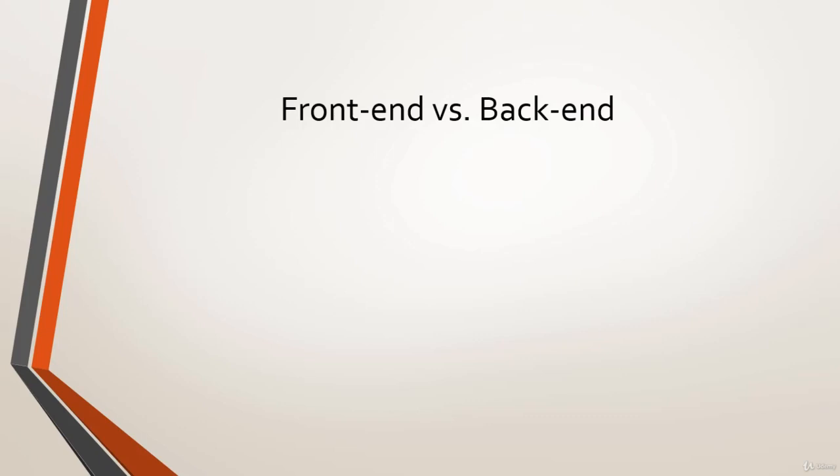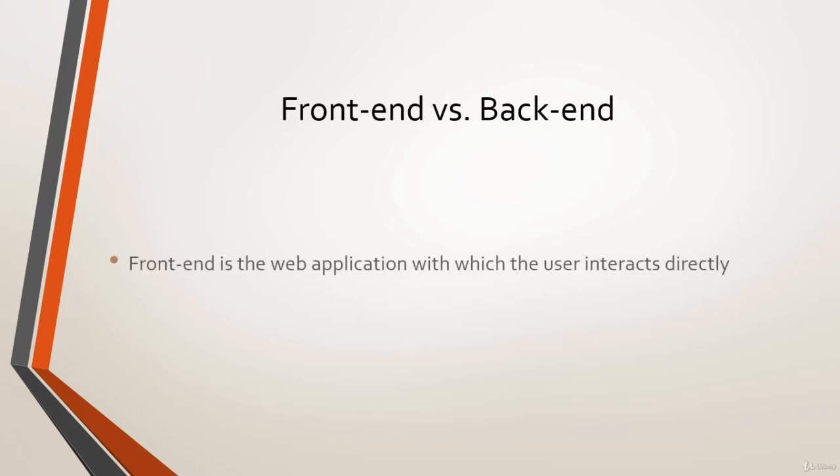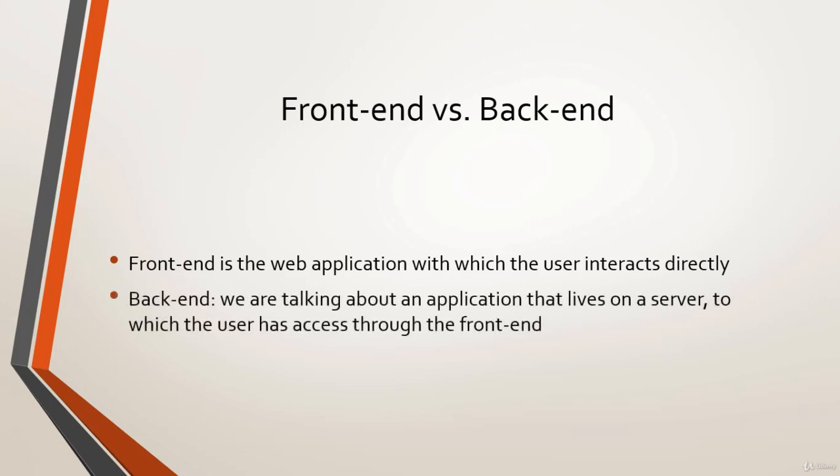The application that we're going to build in this course consists of two parts, a front end and a back end. In our case, when we talk about the front end, we refer to the web application with which the user interacts directly. It is the page that contains buttons, forms, text, and others, which the user will use directly. On the other hand, when we refer to the back end, we're talking about an application that lives on a server, to which the user has access through the front end.